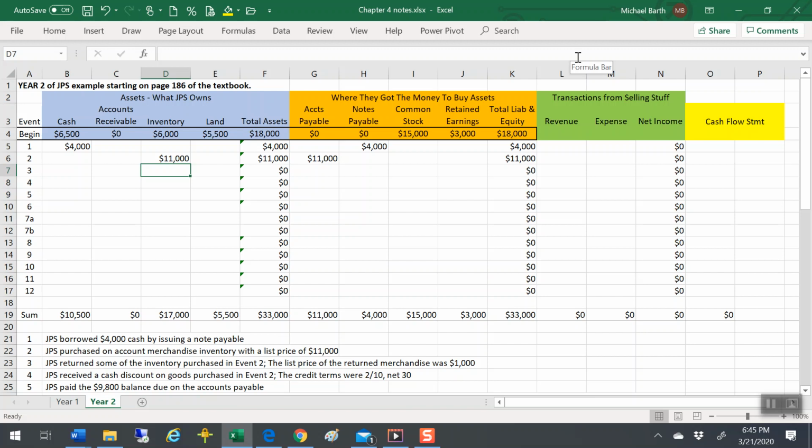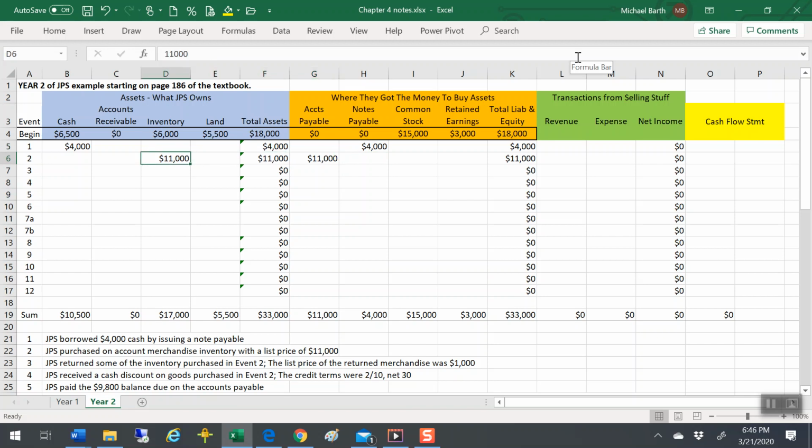All right, so my balance sheet still balances. Look at all those assets now. I started the year with 18,000. Now I've got 33,000, an additional $15,000 in assets. Great. Where did I get the money? 15,000 of borrowed money: 4,000 borrowed from the bank, 11,000 borrowed from my supplier.